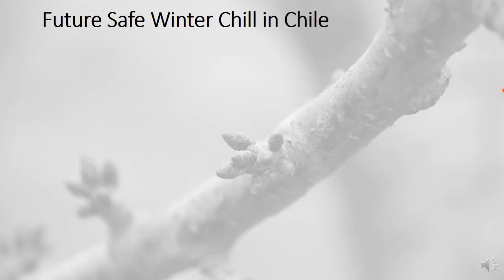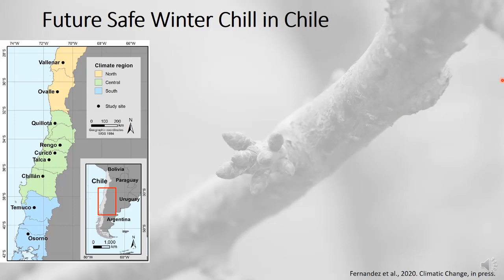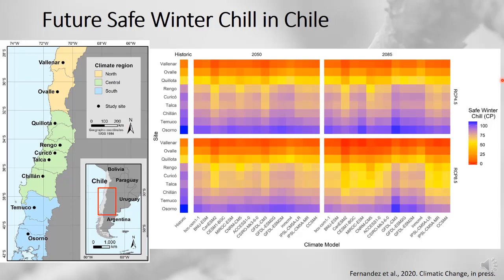Here's an example of how we've applied this recently in Chile. Here's a map of Chile. Chile is sort of the perfect country for climate gradient studies because it's really long and spans quite a number of different climate zones. And so here we have a total of 9 locations in Chile, and we've done assessments of safe winter chill for these different places. This is the work of Eduardo Fernandez, who's also involved in one of the groups in this class.